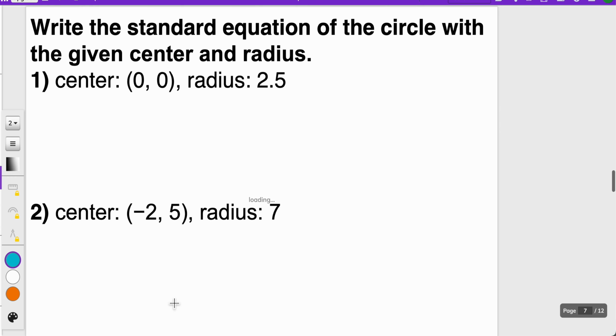So here are two examples that I want you to give a try. Go ahead and write the standard equation of each circle for the center and the radius that are given. Let's go ahead and pause the video here so you can try those on your own. When you're ready to check them, go ahead and click play.